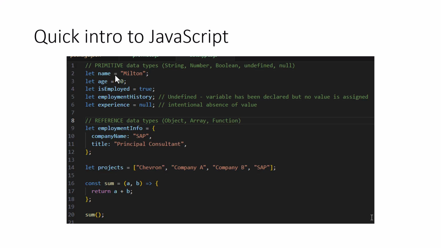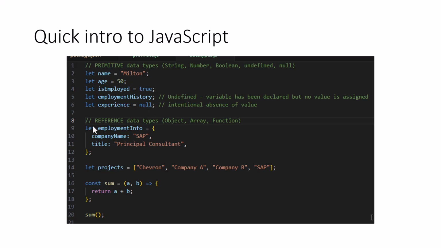So we have 2 different types of data types. One is the primitive data type. These are some examples of a primitive data type. Here we have a variable named name with the value Milton. This is a string because it is enclosed in double quotes or single quotes. Age is a number. This is the Boolean. And this is undefined. We have the variable defined here, but we don't have an initial value, which means this is undefined. And here we have the variable with an initial value of null, which is a keyword. So these are all primitive data types.